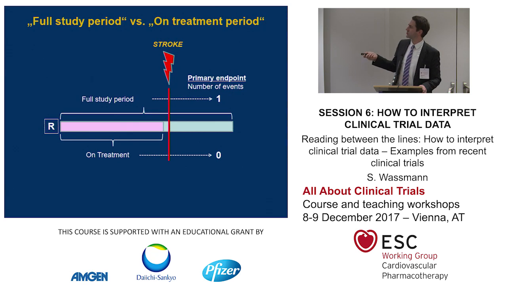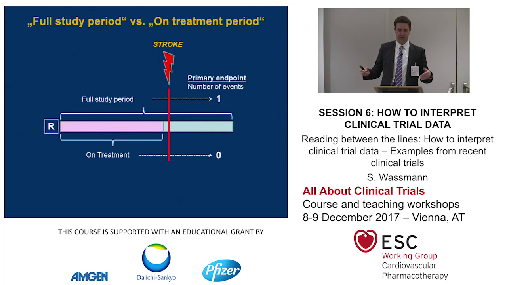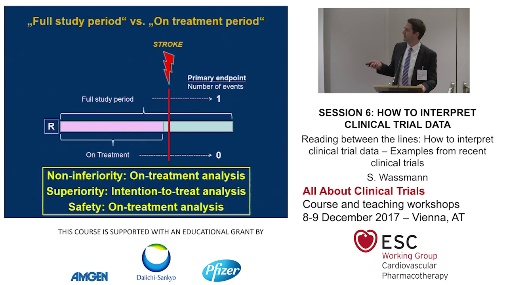But anyway, this is just showing that when you go for the full study period, which is done in the intention to treat, you collect more events. And there's more safety in the analysis, if you may. So the standard is, if you look for non-inferiority, you go for on-treatment analysis. If you check for superiority, it's the intention to treat analysis. And safety is clearly always the on-treatment analysis. So this is the gold standard.